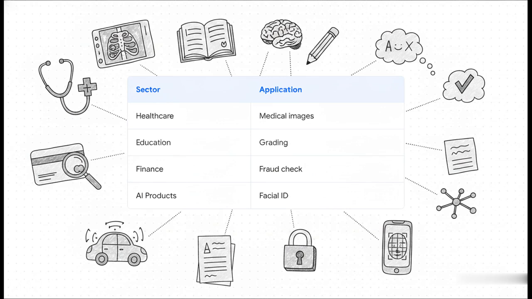In finance, CNNs are literally the digital backbone of document verification and fraud detection, scanning your IDs and checks to ensure everything is authentic. And of course, in consumer AI products, they're powering the facial recognition that securely unlocks your phone or detecting objects in self-driving cars. This technology is absolutely reshaping how these critical sectors operate every single day.